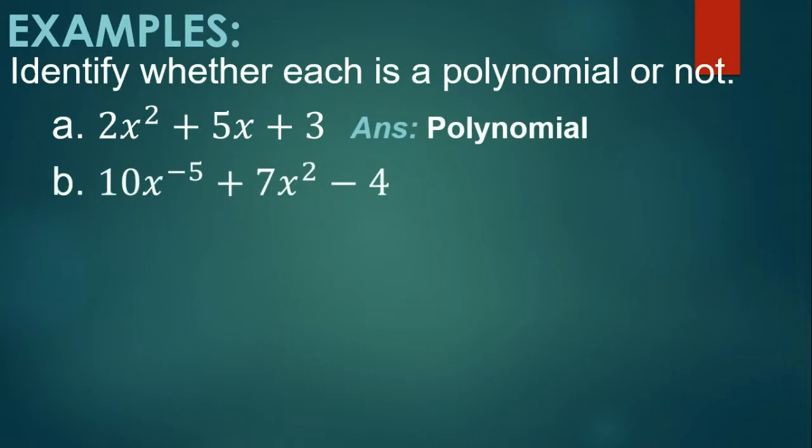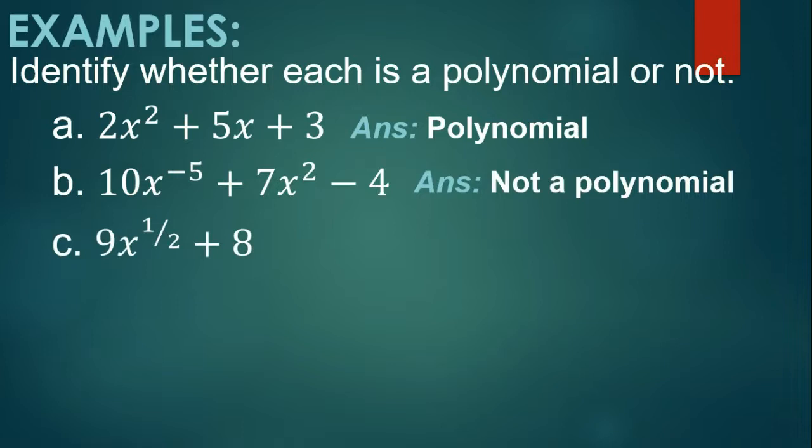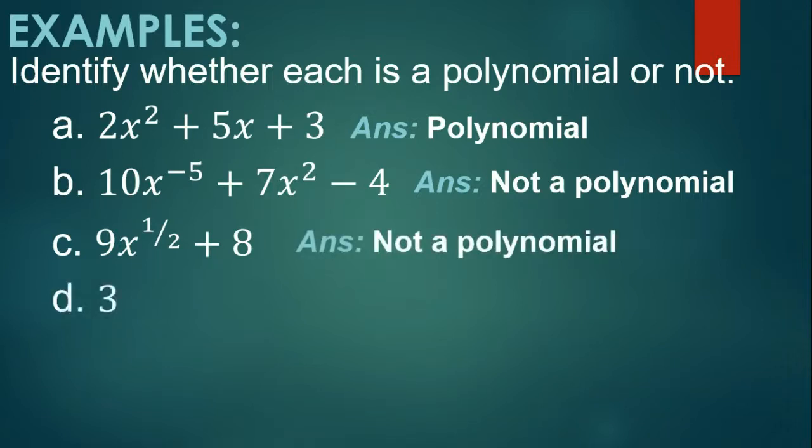Second example, as you can see, there is a negative exponent, so hindi siya polynomial. Pangatlong example, there exists a fractional exponent, so definitely it is not a polynomial. Fourth one, just the constant term 3, so that is a polynomial. So take note, lahat ng numbers, constant terms, mayroon silang variable which is raised to 0. Hindi na siya nilalagay sa tabi niya kasi x raised to 0 is equivalent to 1. Okay? Letter D is an example of a monomial.